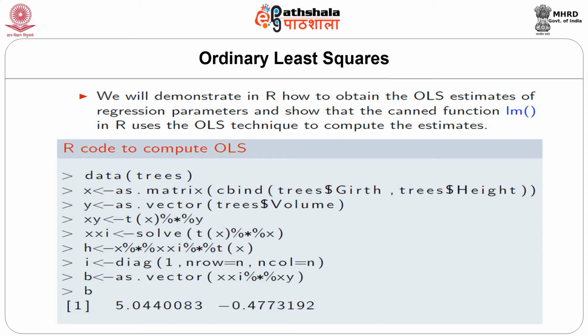So, B is written as a vector which can be obtained by multiplying XXI and Xy, and here we have the output that gives us the values of the two elements of the vector B, where B is beta hat, or the vector of estimates of parameters.